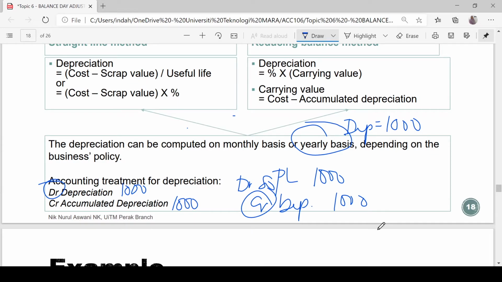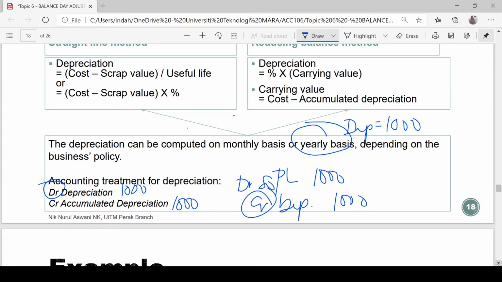You have to show it separately for different types of asset. You have to show depreciation if you have a building, motor vehicle, office equipment, or fixtures and fitting. So show them separately, so it will be easier for the lecturer to identify which type of asset you are computing for.